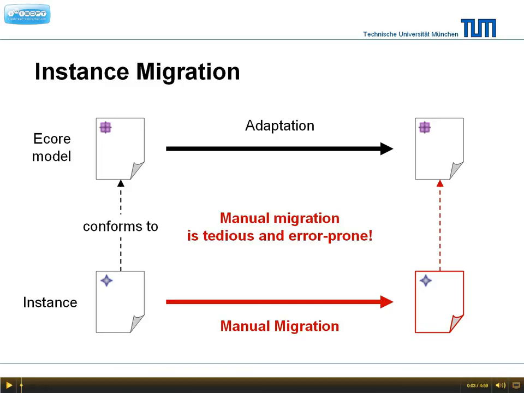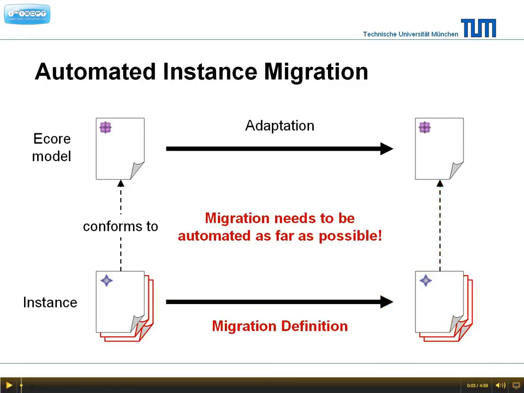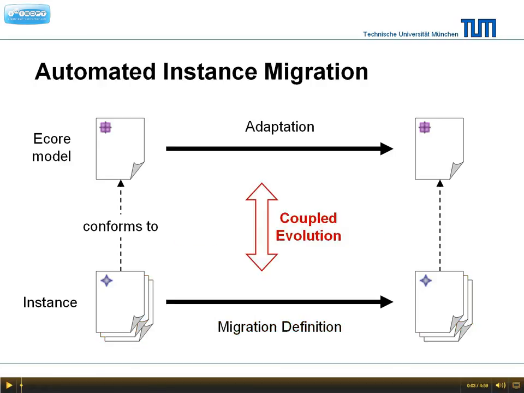Sometimes this is done manually, simply by changing the XMI. But the problem here is that manual migration is tedious, just imagine fixing the XMI, and error prone. You can easily make errors. So migration needs to be automated as far as possible, and usually that's done by defining some kind of program, a so-called migration definition, which is able to automatically migrate all the instances that conform to your Ecore model from one Ecore model version to the next.